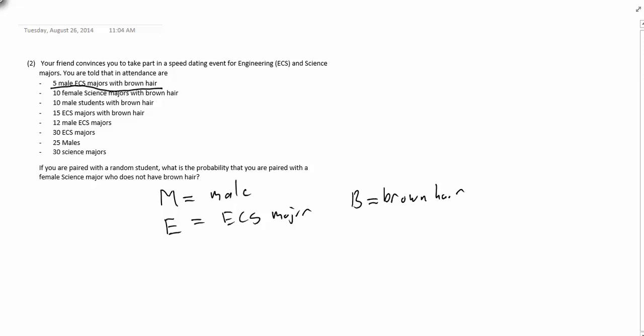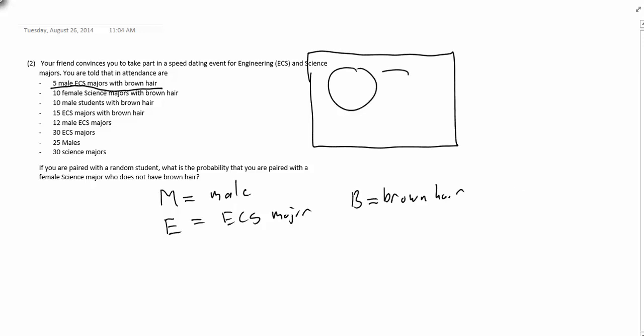So now I'm going to draw our universe up here, overlapping with the problem, and I'm going to draw three circles for male students, engineering students, and students with brown hair. Now, the first bit of information, 5 male ECS majors have brown hair. That means this little wedge in the intersection of all three is going to be 5.